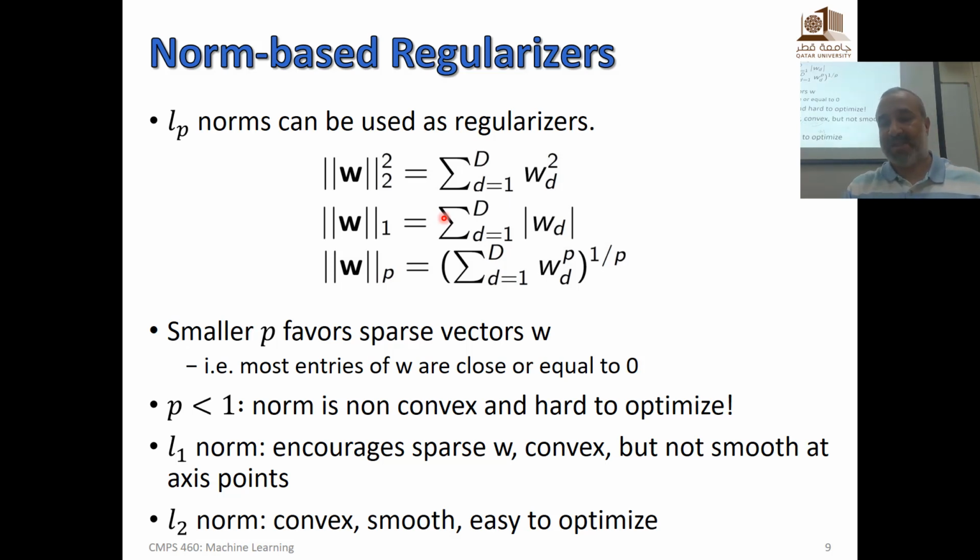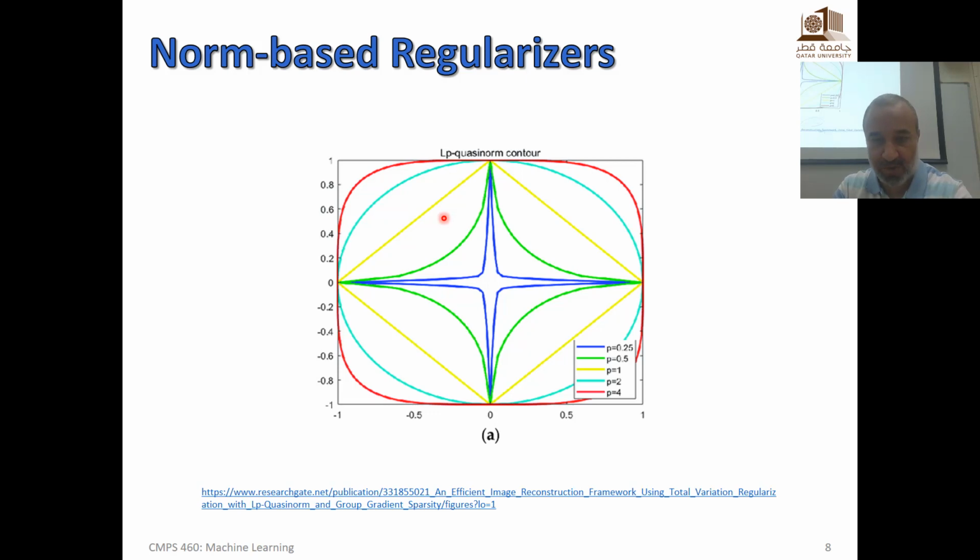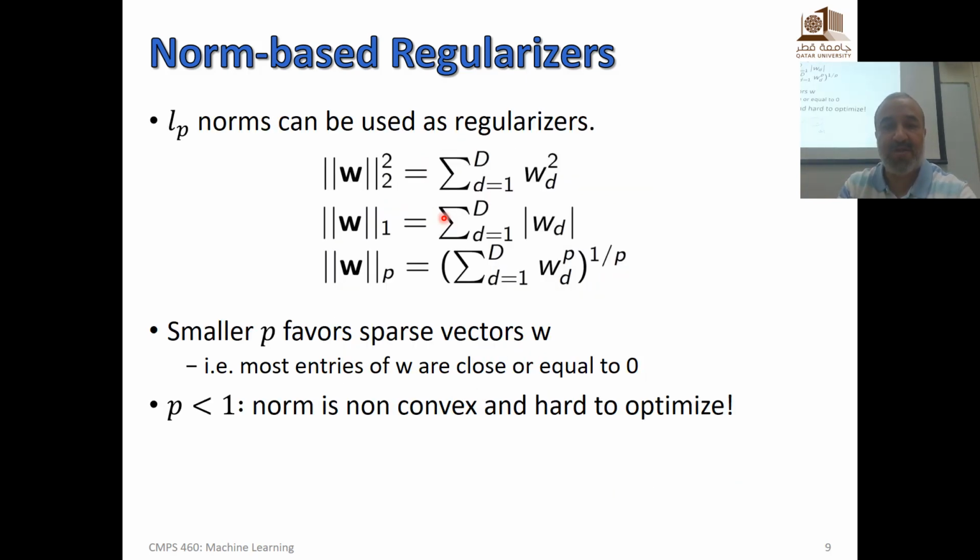Okay. I cannot show on that figure that it is non-convex, because this is just the contour. I'm not plotting the function itself. I'm plotting the points in that space where the function has the same value. But that's not the plot of the function. If we plot the function when P is less than 1, you'll find it non-convex. If you remember last time, what do you mean by convex?